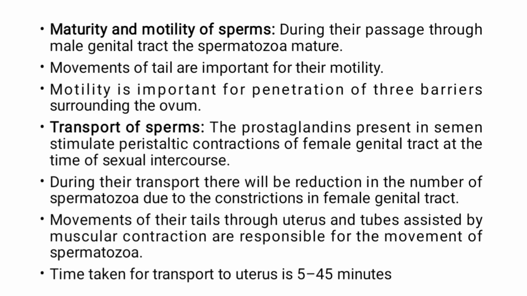So now, how do maturity and motility of sperm come into play? The sperm which is ejaculated is not actually mature enough to fertilize an egg. So it has to take some time to pass through the female genital tract to get mature. That's what we're saying about approximation of the sperm cell.